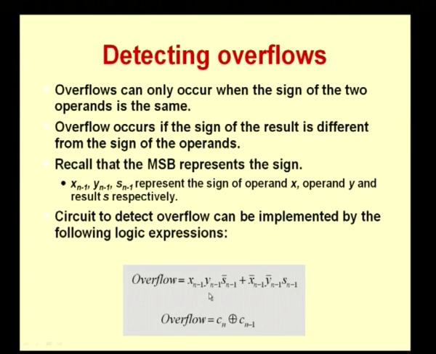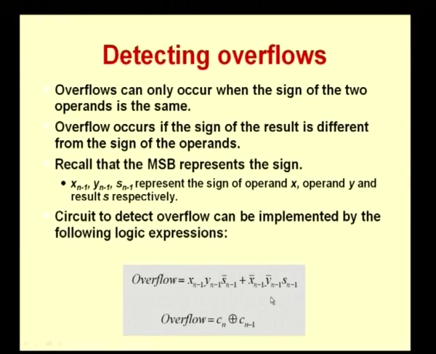So, xn minus 1, yn minus 1 dot sn minus 1 bar, or xn minus 1 bar, yn minus 1 bar and Sn minus 1. That is, these two are zeros, but this happens to be a 1. So, this expression is enough for me to detect an overflow. This can also be rewritten as Cn exclusive OR with Cn minus 1. Okay. So, this is another way in which this can be represented.